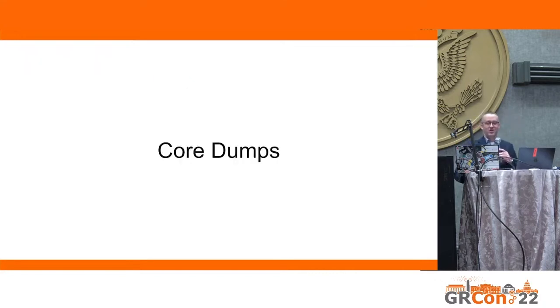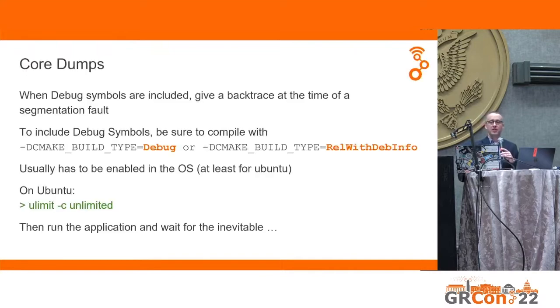All right, now core dumps. If you don't want to bother with Visual Studio Code, you have a whole other toolchain. You can examine your core dump very easily. All you have to do is include your debug symbols. And on Ubuntu, before you run your script, you have to type ulimit -c unlimited.